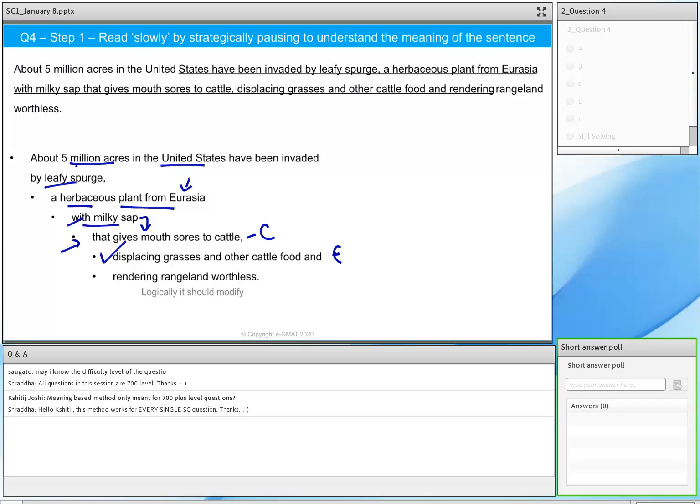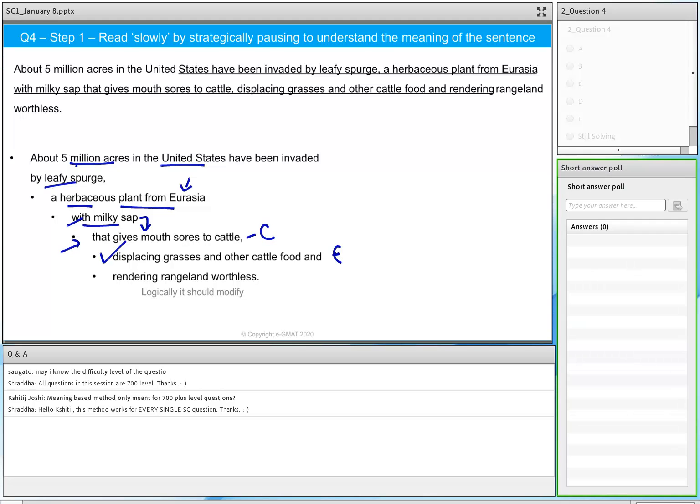Now, if I were to ask you this question, is this cause and effect logical? What would you say? Is this cause and effect logical? Most of you are instantly saying, no, this cause and effect really does not make much sense. Because yes, milky sap can give mouth sores to cattle, but in that action, how can milky sap replace grasses and other cattle food? How can it displace grasses and cattle food? This cause and effect just does not make any sense. So we definitely have something going wrong with this one.